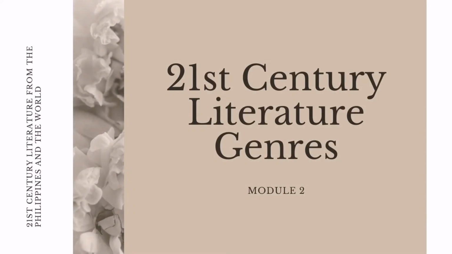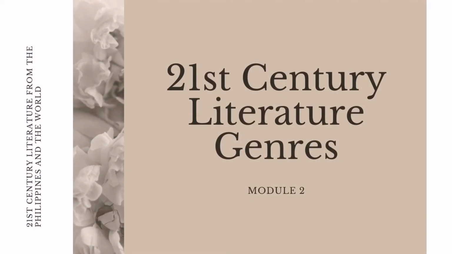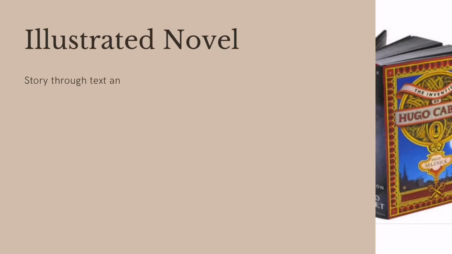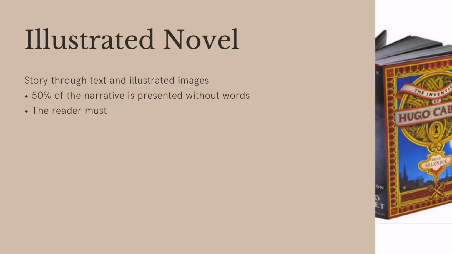And now, let us see the 21st century literature genres. Illustrated novel: story through text and illustrated images. 50% of the narrative is presented without words. The reader must interpret the images to comprehend the story completely.